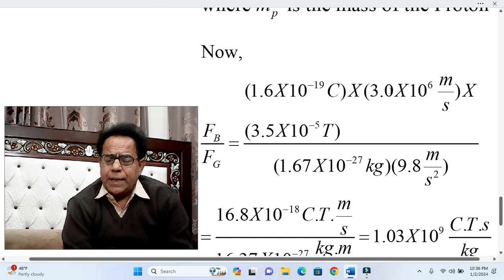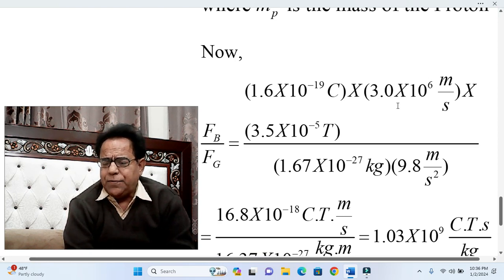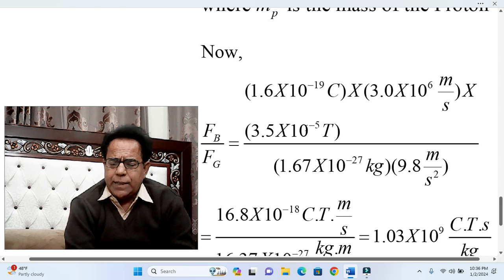Then 3.0 into 10 raised to the power 6 meter per second. This value is given in the statement. This is the speed. Moreover, this 3.5 into 10 raised to the power 5 Tesla is also provided in the statement. So out of these three values, two have been provided in the statement and the third has been taken from the table of physical constants.